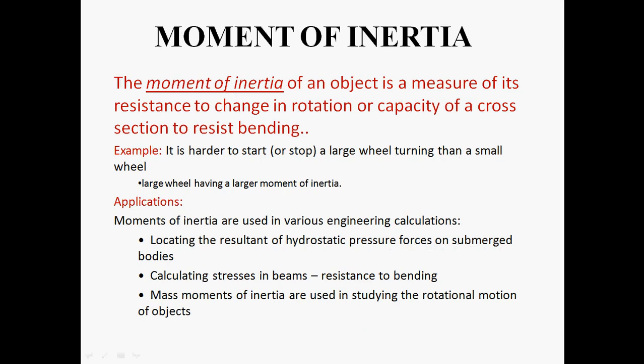So let us come on to discuss about the moment of inertia. The moment of inertia of an object is a measure of its resistance to change in rotation, or the capacity of a cross section to resist bending. Example, if you take two wheels, a smaller one and a larger one, the larger wheel is very difficult to start or stop rotating because the larger wheel has a larger moment of inertia.